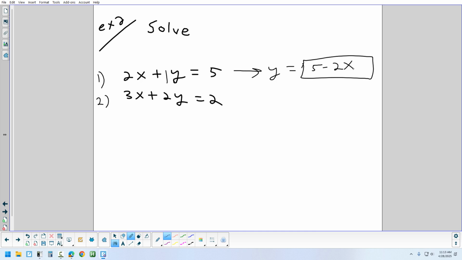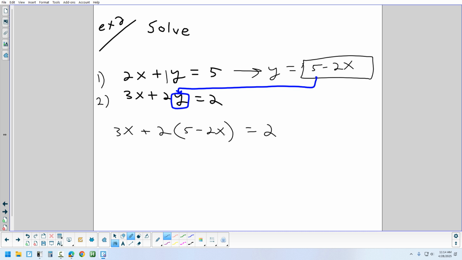What are we going to do with the 5 minus 2x? Plug it in for the y in the second equation. Yep. And anytime you plug something in, especially if there's a number in front, it is a distributive property. So make sure you keep that 2 outside of a set of parentheses. Just like that. So 3x plus 2, and then fill in for y, 5 minus 2x.